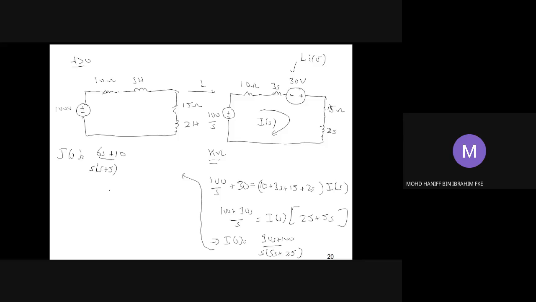I think you can try to solve this on your own, which is going to have A over s plus B over s plus 5. So you need to find the A and B based on this method of partial fraction. From that, you can find the i(t) by doing the inverse Laplace transform for the obtained I(s). I hope you can do it on your own, finding the A and the B. That should be the i(t).